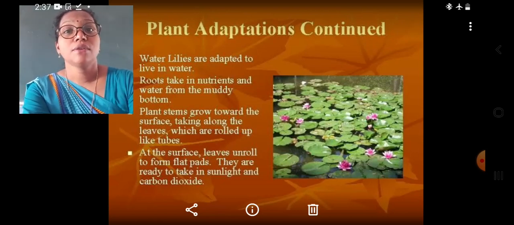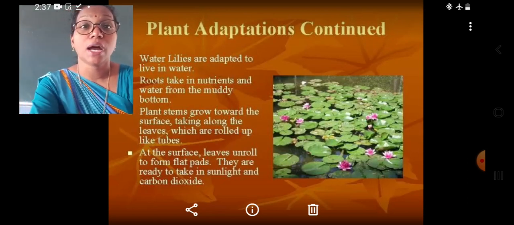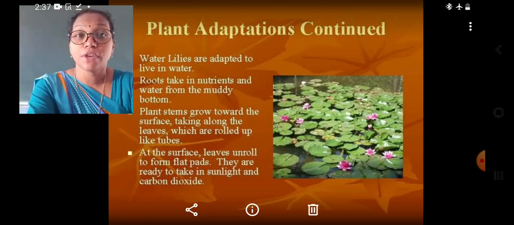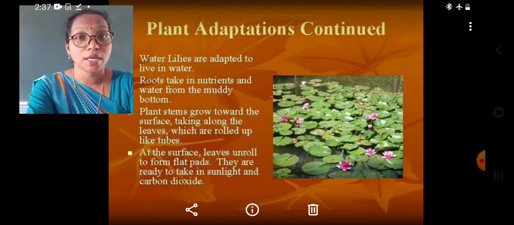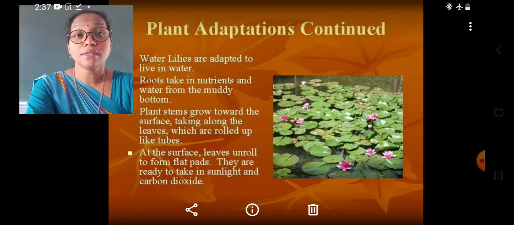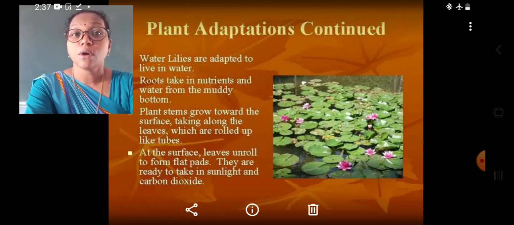So students, we studied about the adaptations present in water animals such as the fish, and in the water plants such as lotus. They are called the hydrophytes. So students, it is all about the adaptations of plants and animals that live in water. Thank you.